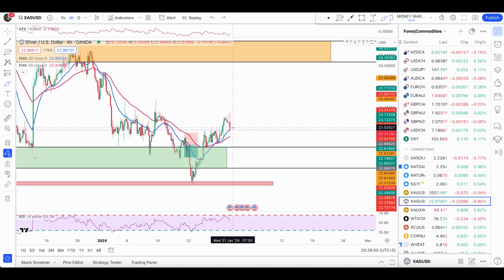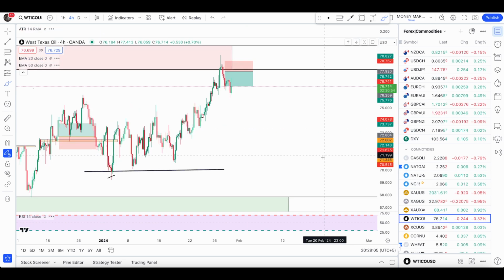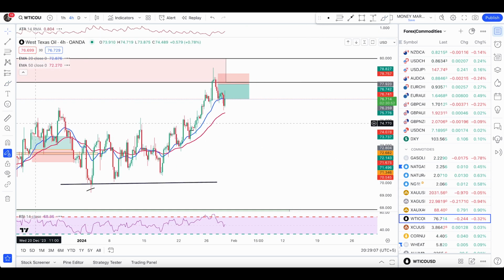Remember, without conditions we are just gambling in the market. Conditions are very important. Look for the conditions. With that we are good to go long. As now we are above the 50 and 20 EMA, I'm only looking for bullish trades for gold and silver both. Last one we have crude oil. It is now pushing lower. Your take profit has been hit nicely if you are managing it.